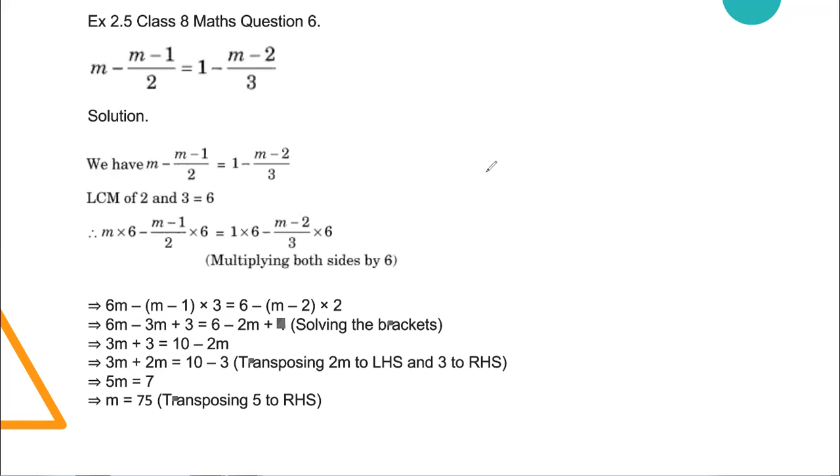So when you arrive over here, you can add up 3m plus 2m, which gives you 5m. Then 10 minus 3 is nothing but 7. So after solving this, it's quite simple to find out the value of m. Just transpose 5 towards the RHS, which converts to division. So 7 divided by 5 is your answer.